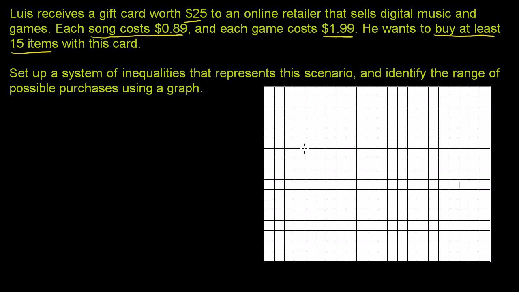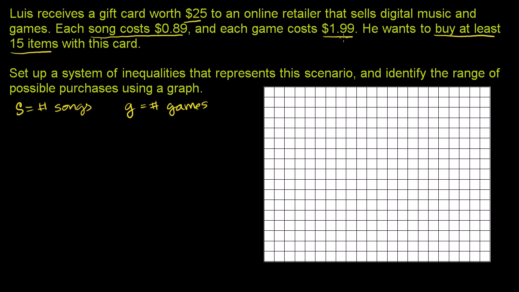And that's why we have some graph paper over here. So let's define some variables. Let's let S equal the number of songs he buys, and then let's let G equal the number of games that he buys.